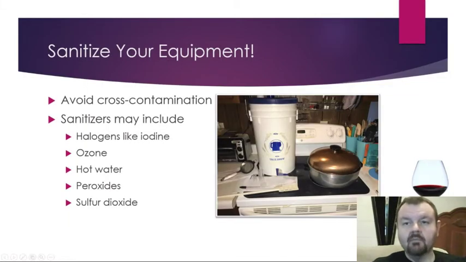Sanitize your equipment. I can't stress this enough. This is the best way to avoid cross-contamination with other bacteria or molds, and we'll get into that a little bit later. Sanitizers may include halogens like iodine, ozone, hot water, peroxides, or sulfur dioxide. When I was doing my winemaking experiment, I used a combination of hydrogen peroxide for the fermenter bucket and then flushed it out twice with boiling water. All the other instruments were boiled.